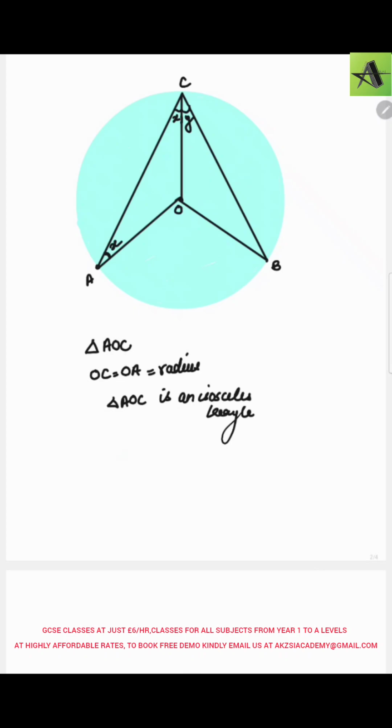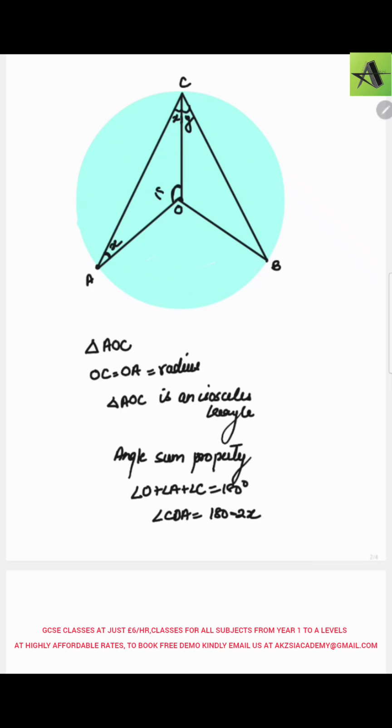And now I'll be applying the angle sum property. If you're not aware of the angle sum property, it's just that the sum of all the angles of a triangle is 180 degrees. So angle O plus angle A plus angle C is equal to 180 degrees. That means angle O, or more specifically, angle COA, is 180 minus 2x. So this is 180 minus 2x. If two angles are x and x, the third angle is 180 minus 2x.